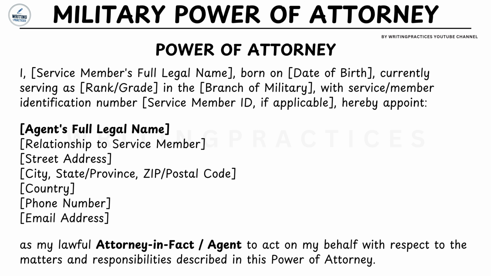Agent information. The next part identifies the person receiving the authority. The full sample is Sarah Elizabeth Carter, spouse, 1847 Maple Ridge Drive, Alexandria, Virginia, 22314, United States, phone number 703-555-0184. Email address sarah.carter@example.com. As my lawful attorney in fact or agent to act on my behalf with respect to the matters and responsibilities described in this power of attorney.